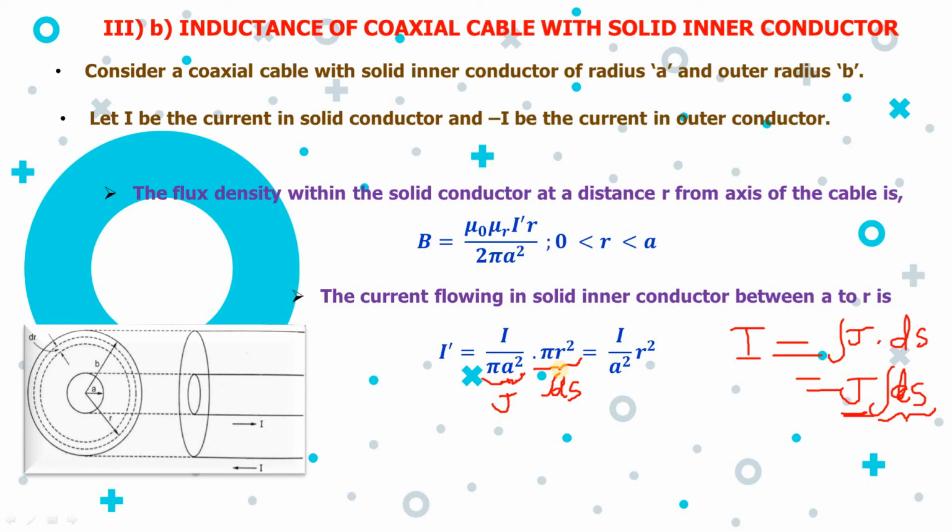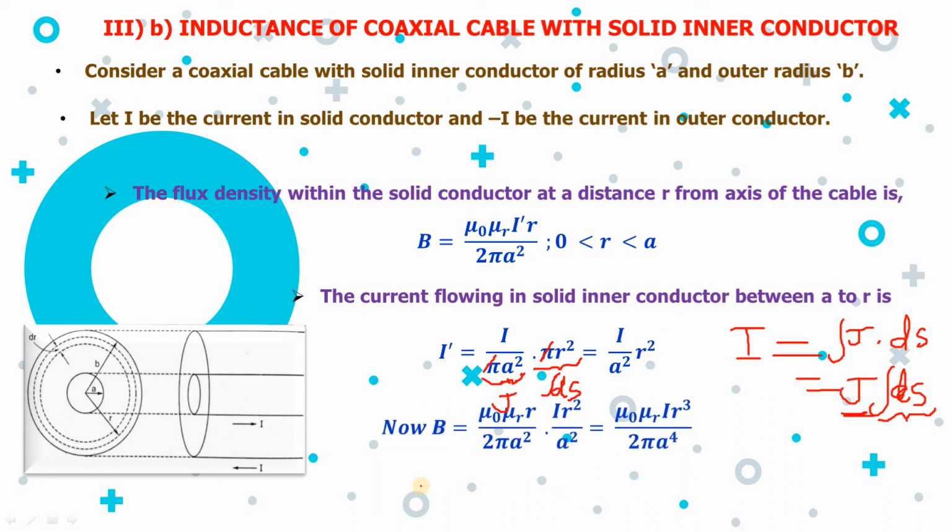So this I dash is nothing but the current enclosed by the solid inner conductor between A and r. Therefore, here again the concept I is equal to the integration of J dot dS comes into the picture, and now everyone understood what that J is and what that integration of dS is. So I dash is equal to, if you cancel out this pi and pi, then finally I dash is equal to I into r square by a square.